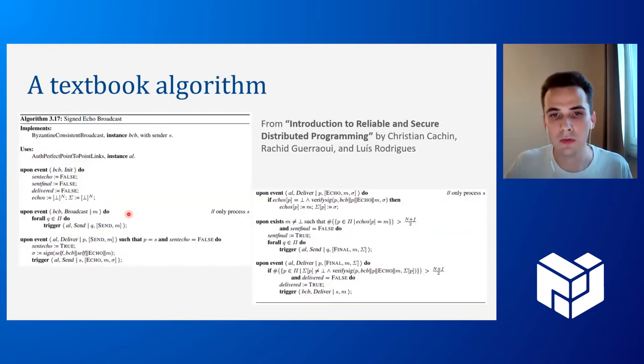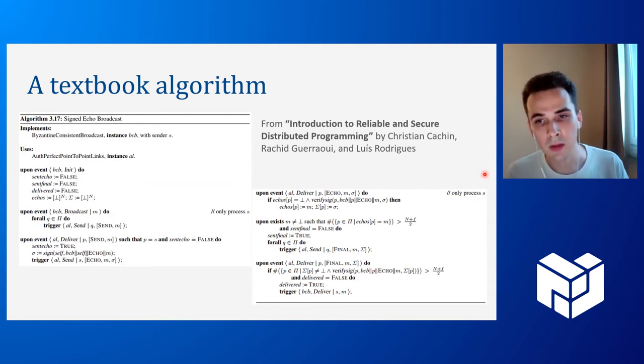One of the main goals of DSL and MIR in general is to mimic the way that theoreticians write their pseudocode in textbooks and white papers. This snippet of code is taken from the famous textbook of Christian Cachin, Rachid Guerraoui, and Luís Rodrigues called Introduction to Reliable and Secure Distributed Programming.